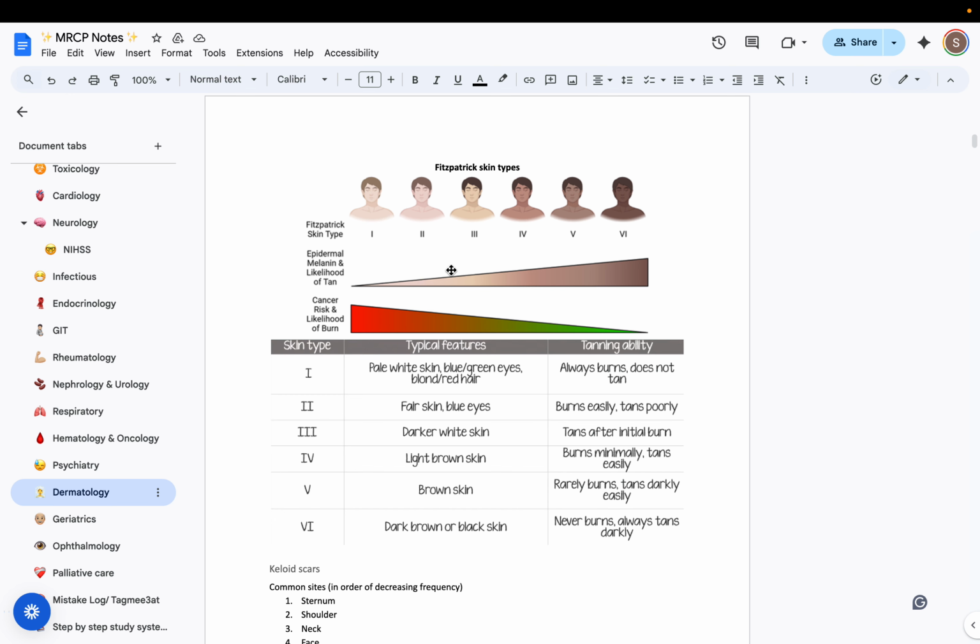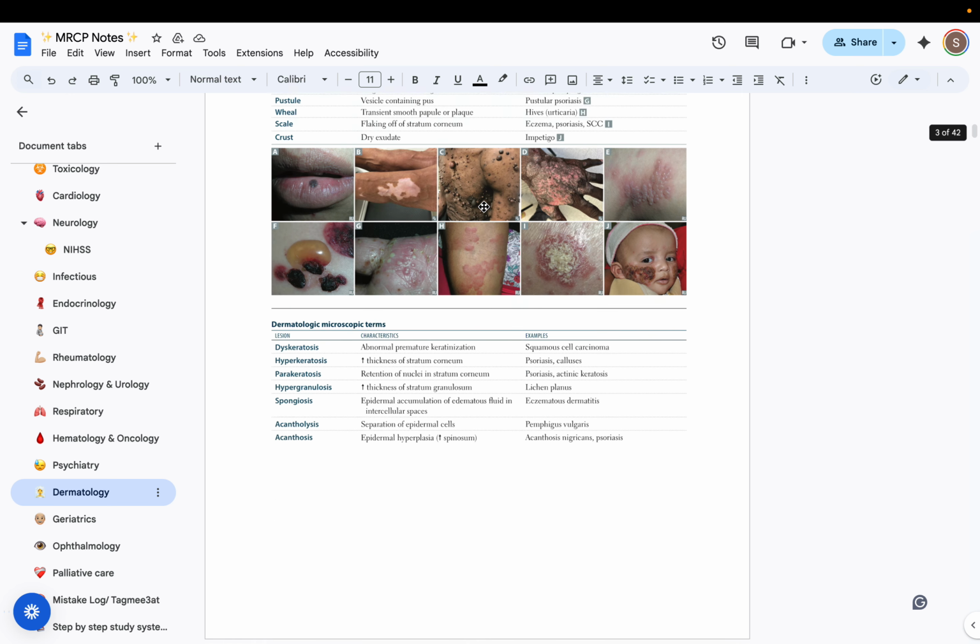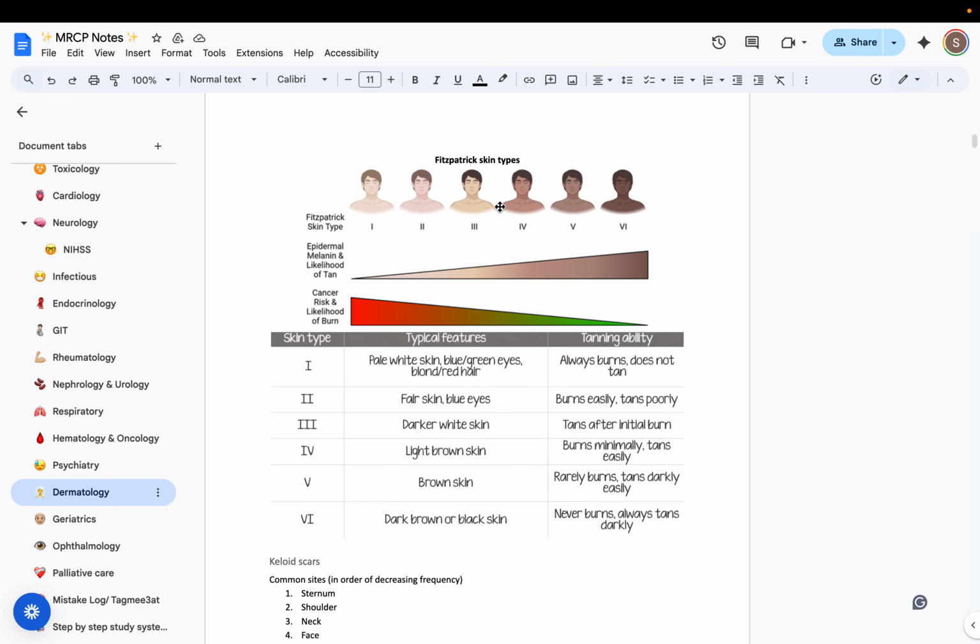And then there are some skin types. Fitzpatrick skin types. We have 1, 2, 3, 4, 5, and 6. And the more the number increases, the more the melanin and tanning ability increases. So skin type 1 is pale, with blonde or red hair and blue-green eyes. These people always burn; they never tan.